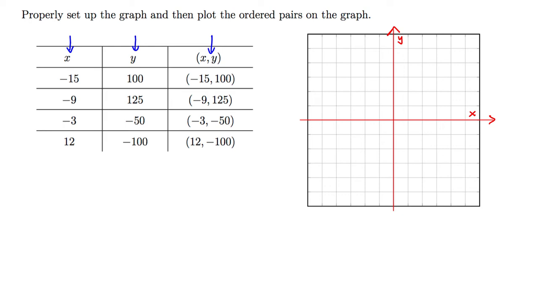When I look at the values given in the table, first look at the x-coordinates. We have the x-coordinates of -15, -9, -3, and 12. Ignoring whether they're positive or negative, I do notice that every x-coordinate is a multiple of 3. For this reason, I would be inclined to use a scale of 3, 6, 9, 12 on my x-axis.